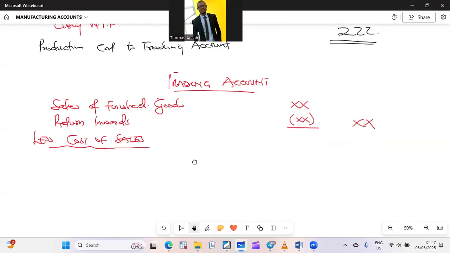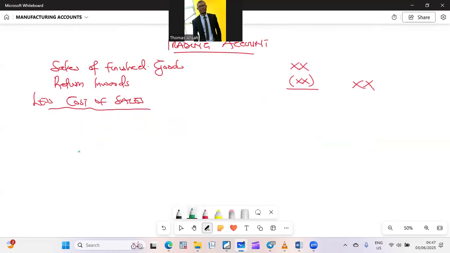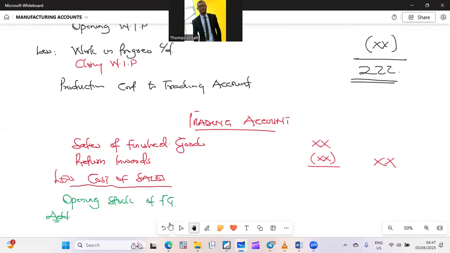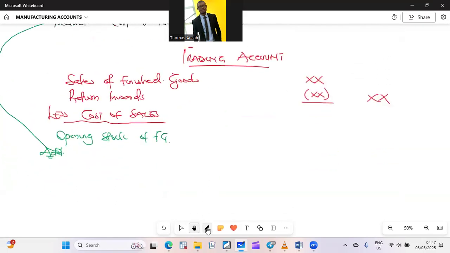So the cost of sales, we have opening stock. What opening stock is this? Not the raw material, but of what? Finished goods. Get the difference. The finished goods. Now, what do you add? You add purchases, right? But here, it is the production that you did that is coming. Because we are not going to buy from an outsider. That is why we produced it ourselves. All right. So you add production cost.